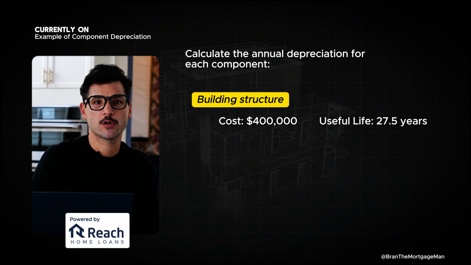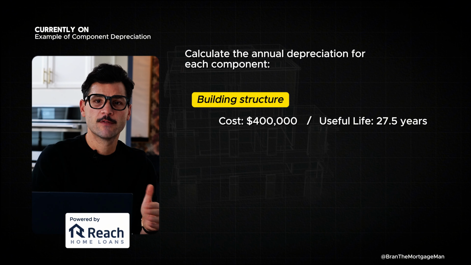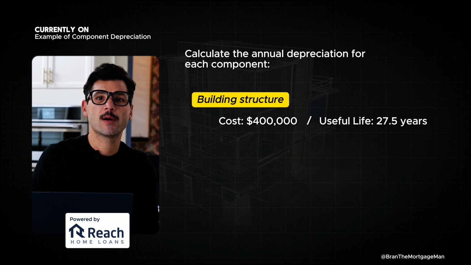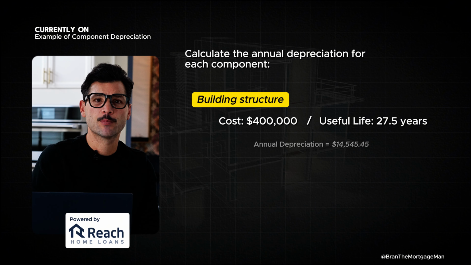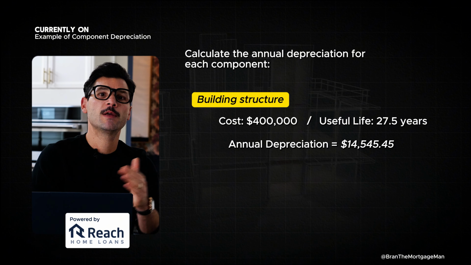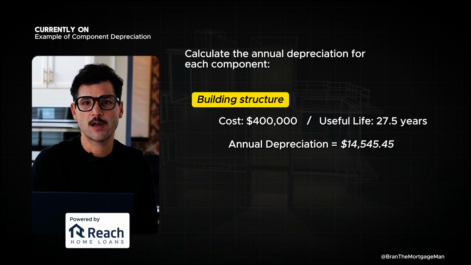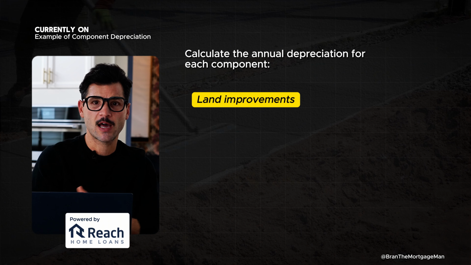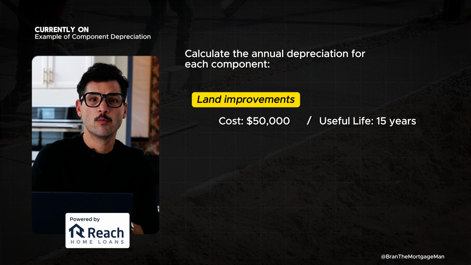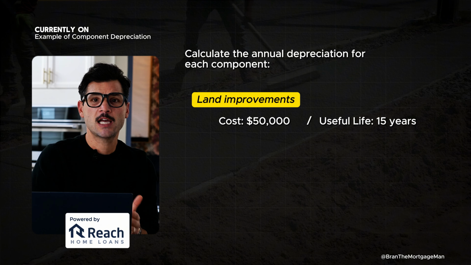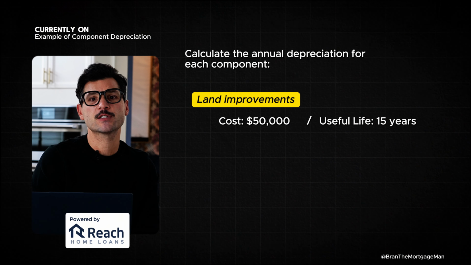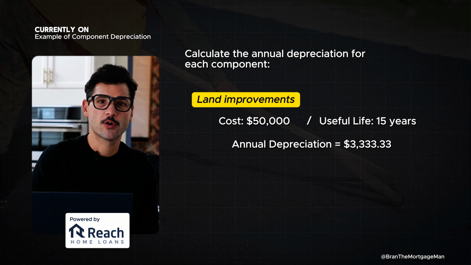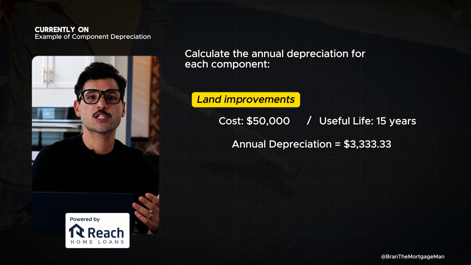For the building structure, annual depreciation would be the cost divided by the useful life. In this case, we said that's $400,000 cost divided by 27.5 years. And our annual depreciation on the building structure would be $14,545.45. Now we have the land. The annual depreciation, again, is the cost divided by the useful life. So in this case, we said the land is $50,000 cost, has 15 years of useful life, so 50,000 divided by 15. Our annual depreciation on that is $3,333.33.